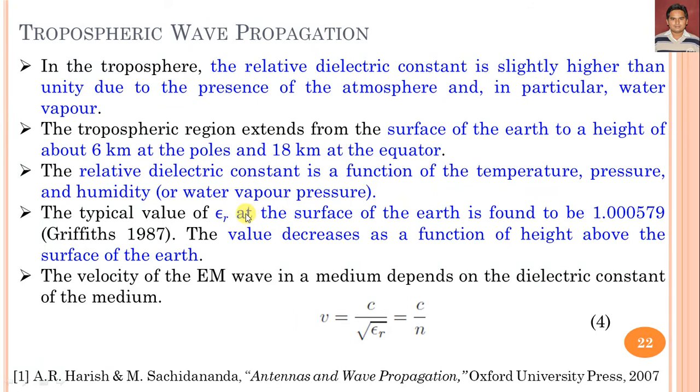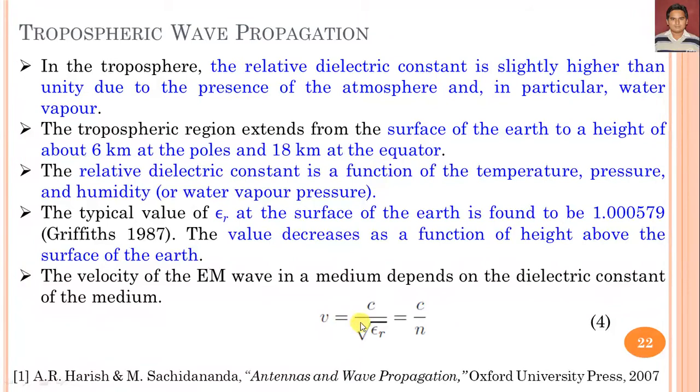The typical value of epsilon r at the surface of the earth is found to be 1.000579, and you can see a more detailed analysis of this typical value in the book of Griffiths, 1987. The value decreases as the height above the surface of the earth increases. In that case, we can calculate the velocity of electromagnetic waves in a medium, which depends on the dielectric constant of the medium, using expression 4.